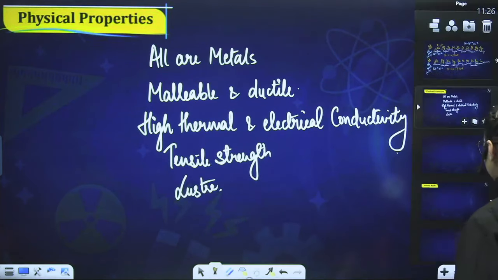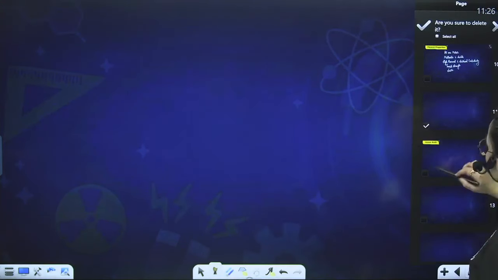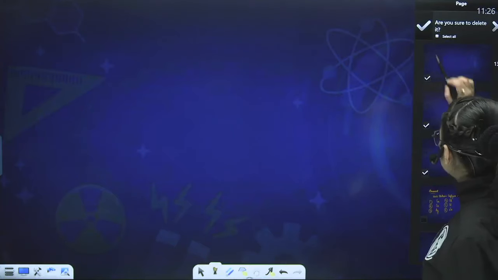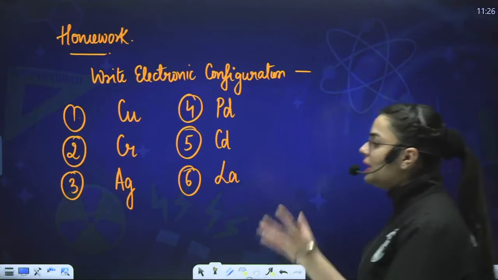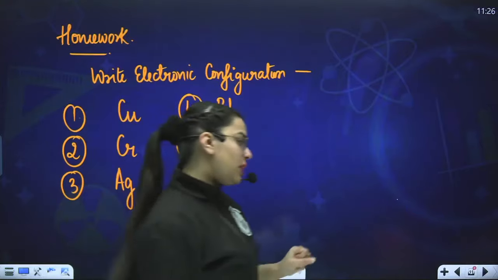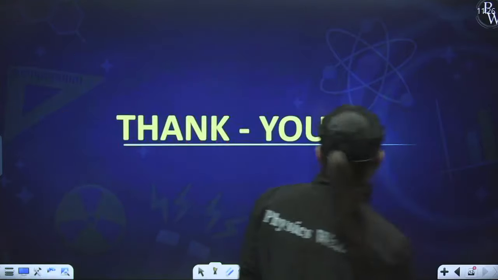Now comes the next property, atomic radii. But before moving on to the atomic radii, we shall complete this particular session here. I want you all to write the electronic configurations and get command over electronic configuration, so that we can move on to the next physical properties and the next topic.